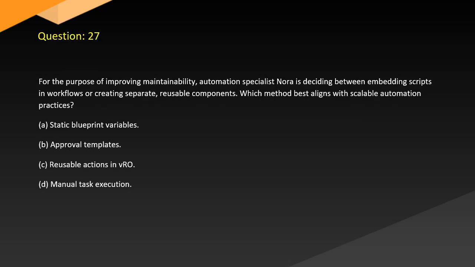Question 27. For the purpose of improving maintainability, automation specialist Nora is deciding between embedding scripts in workflows or creating separate reusable components. Which method best aligns with scalable automation practices? A. Static blueprint variables. B. Approval templates. C. Reusable actions in vRO. D. Manual task execution.